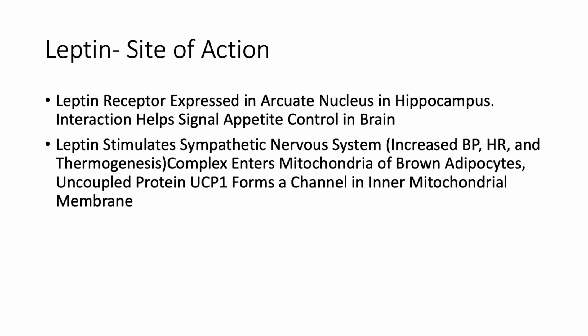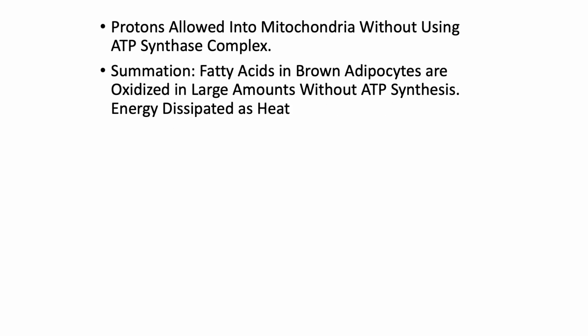Also, leptin stimulates the sympathetic nervous system. This gives you increased blood pressure, heart rate, and thermogenesis. The complex enters the mitochondria of brown adipocytes. The uncoupling protein UCP1 forms a channel in the inner mitochondrial membrane. Protons are allowed into the mitochondria without using the ATP synthase complex. And in summation, you get fatty acids in the brown adipocytes that are oxidized without ATP synthesis, and the energy is dissipated as heat in a heat cycle.